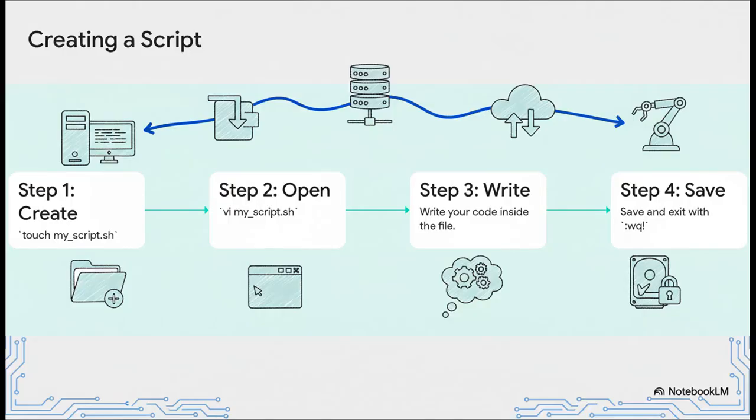Okay, let's put it all together and actually create our very first script. We're just going to follow these steps. First, we use touch to create a new file. We'll call it myscript.sh. That .sh is how we know it's a shell script. Next, we open it up using a simple editor like VI. Then we write our code, and finally, we save and get out of there.